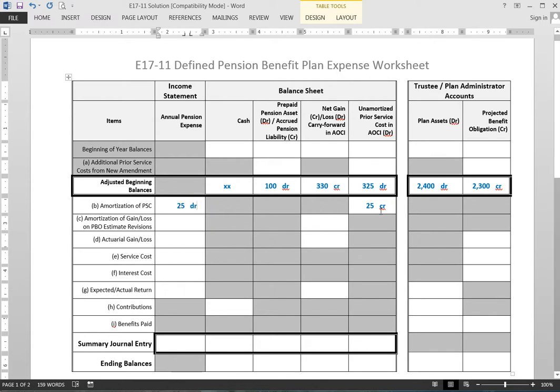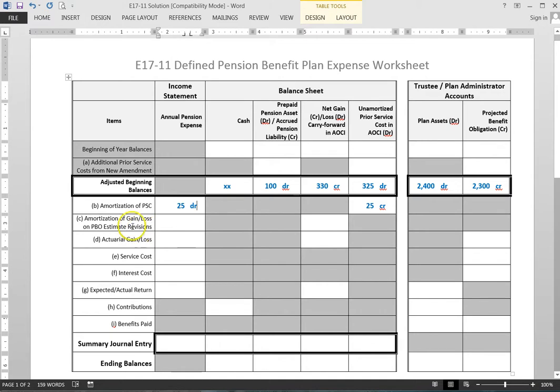And this is exactly what's happening, right? We are amortizing some prior service costs, costs that have been temporarily classified in the balance sheet under AOCI, and we're going to put a little bit of that this year on the income statement by way of the annual pension expense account.